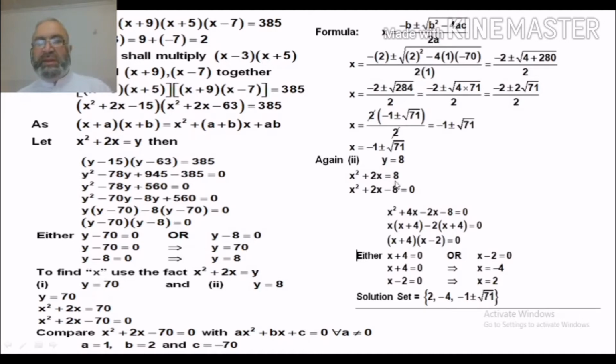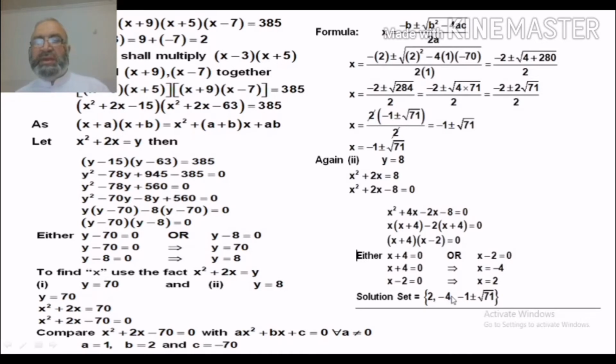is equal to 8. Transferring 8 to the left hand side, we get the standard form of the quadratic equation, x square plus 2x minus 8 is equal to 0. Solving this by factorization, we get the two factors (x plus 4)(x minus 2) equal to 0. So either x plus 4 equal to 0 or x minus 2 is equal to 0. X plus 4 equal to 0 means x is equal to minus 4, or x minus 2 is equal to 0 means x is equal to 2. So two values of x, 2 and minus 4.